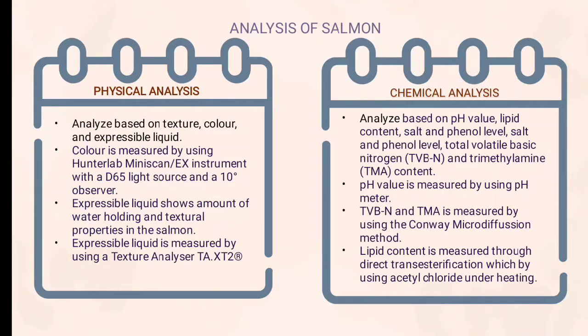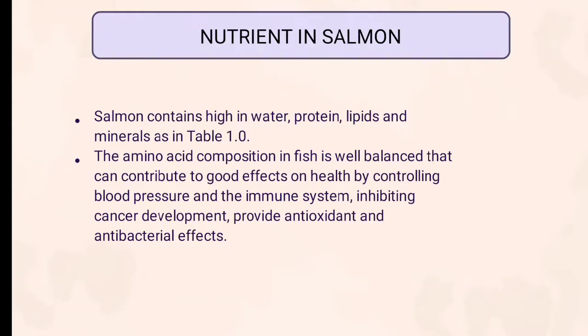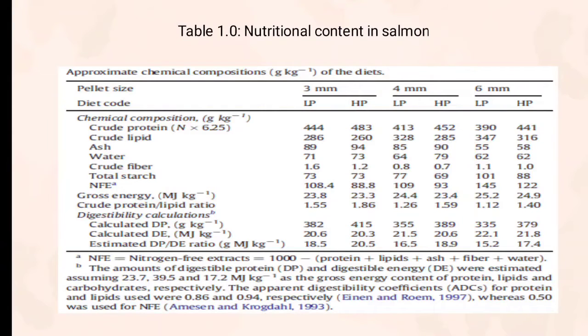There are 2 analyses of salmon, which are physical analysis and chemical analysis. Physical analysis is based on texture, color, and expressible liquid, while chemical analysis is based on pH value, lipid content, salt and phenol content, total volatile basic nitrogen, and trimethylamine content. Salmon contains high water, protein, lipid, and minerals. This is the nutritional content of salmon.